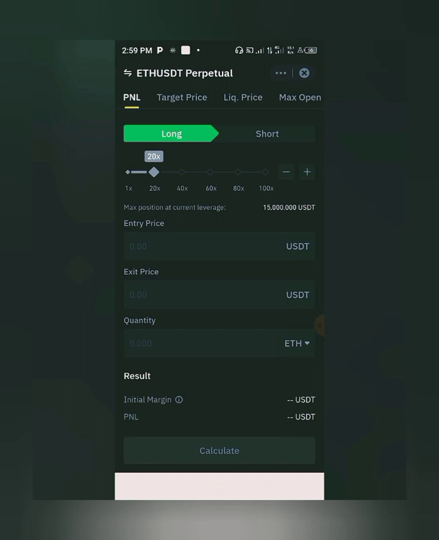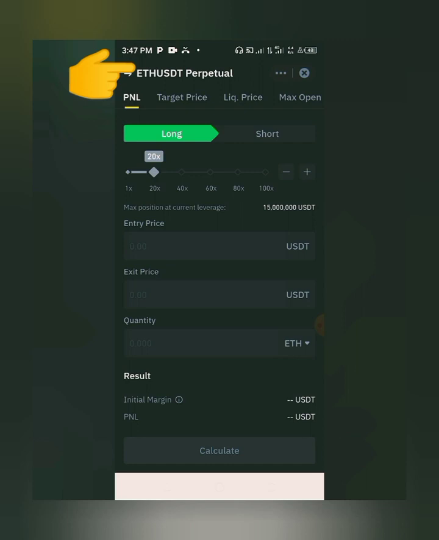I'll be explaining everything here one after the other. So try to watch the video to the end so that you're not going to miss an important point. I will start by explaining the PNL, that is your profit and loss, your target price, your liquidation price, and then the max open. Let's start by calculating the profit and loss of this contract here, ETH/USDT.